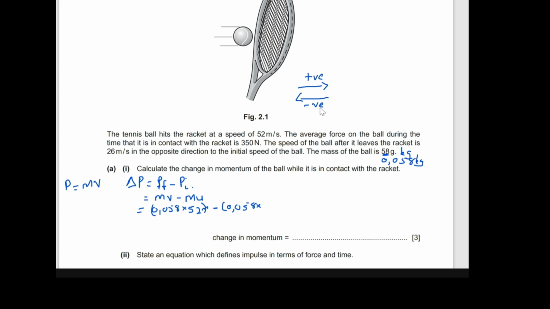Remember the direction. Momentum is a vector quantity. So it is very important to highlight there that the speed is now minus 26 meters per second. Now if we punch this carefully in the calculator, we must get 52. So it's going to be positive here because the negative and the negative need to add. Okay, I'm getting the change in momentum being equal to 4.5 kgm/s.